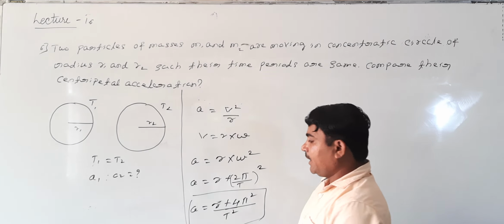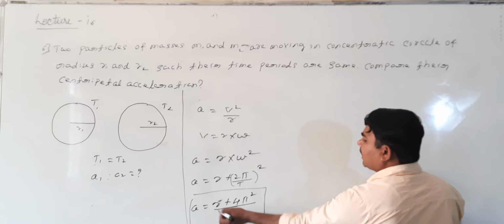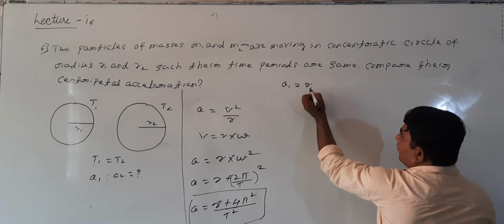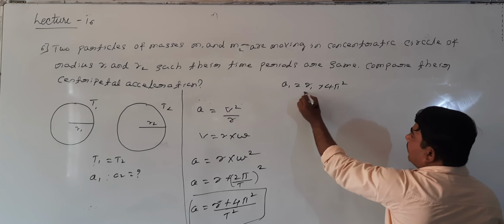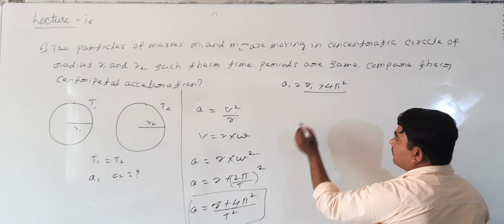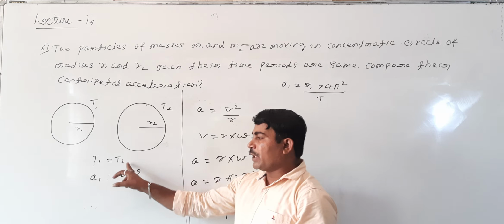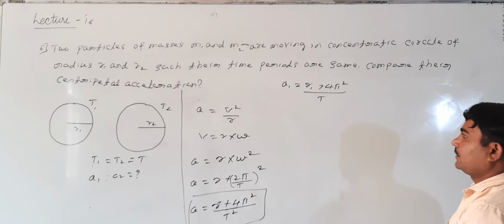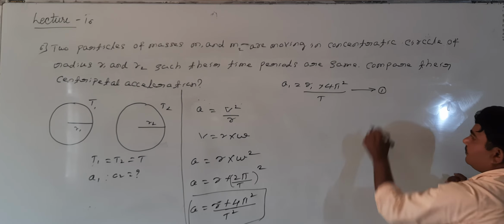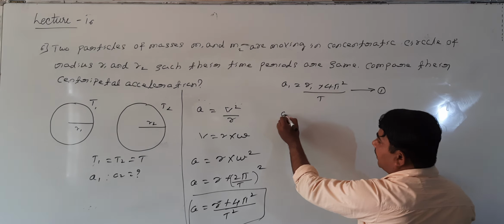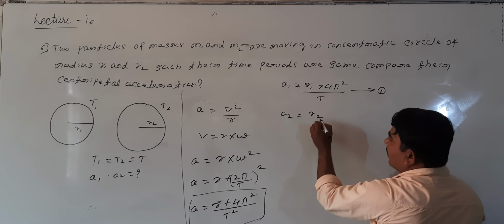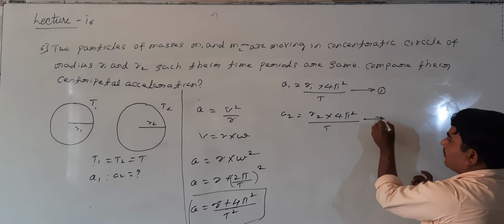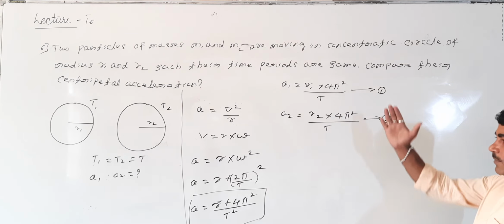But for one particle, I will directly modify this. For one particle, a can be replaced by a1, r can be replaced by r1, 4 pi square divided by T. I will keep T the same because T1 equal to T2 equal to T, the time periods are same. Shall I call this equation number 1? Then similarly for the second particle, r1 can be replaced by r2, 4 pi square kept the same, divided by T, again kept the same. Call it equation 2.